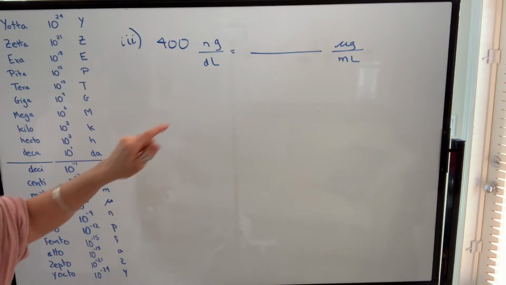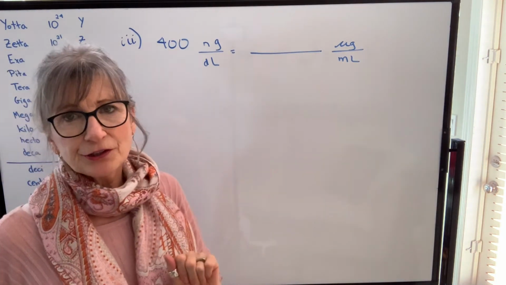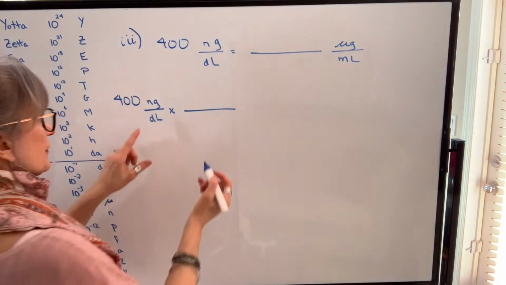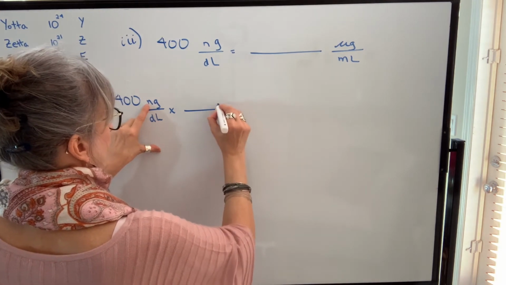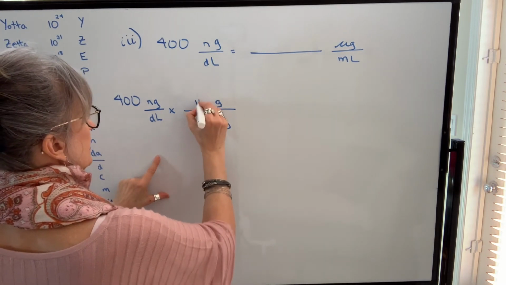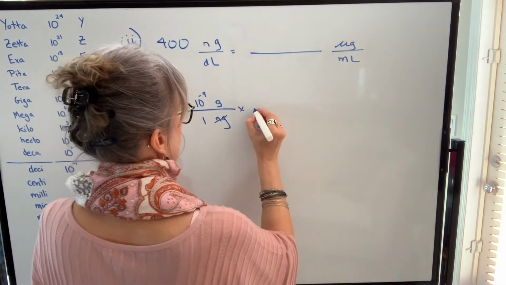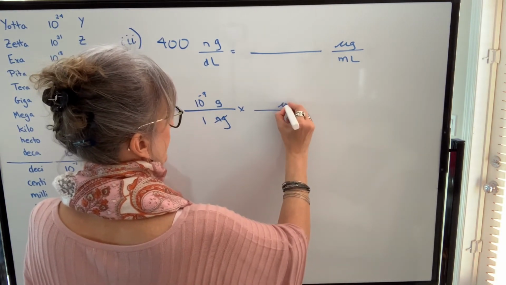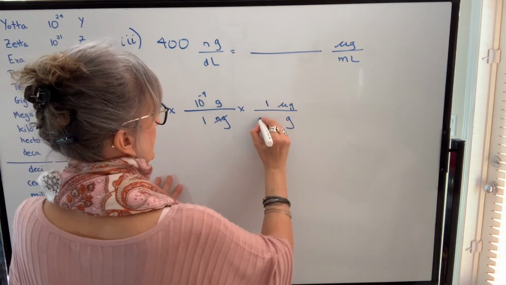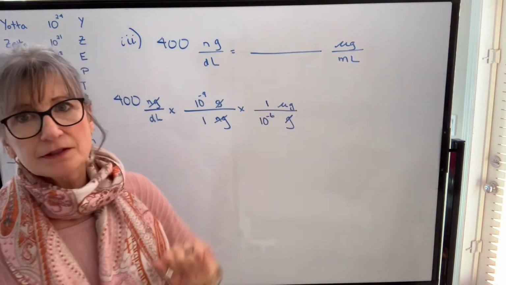Let's try a couple more examples. We have 400 nanograms per deciliter, and we want to change that to a concentration in micrograms per milliliter. So we want to change nanograms to micrograms. I need to go to my base unit of grams first. So I'm going to put nanograms in the denominator and grams in the numerator. Nano is 10 to the negative 9. So 1 nanogram will equal 10 to the negative 9 grams. So that will cancel. Now I want to change from grams to micrograms. Put grams in the denominator, micrograms in the numerator. Micro is 10 to the negative 6. So 1 microgram is 10 to the negative 6 grams. So now I've got the mass unit that I want.